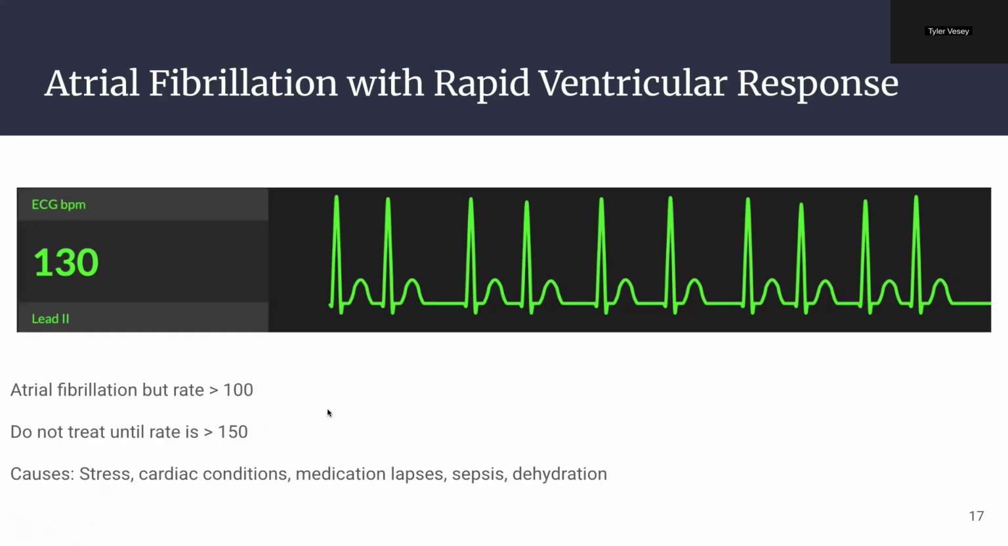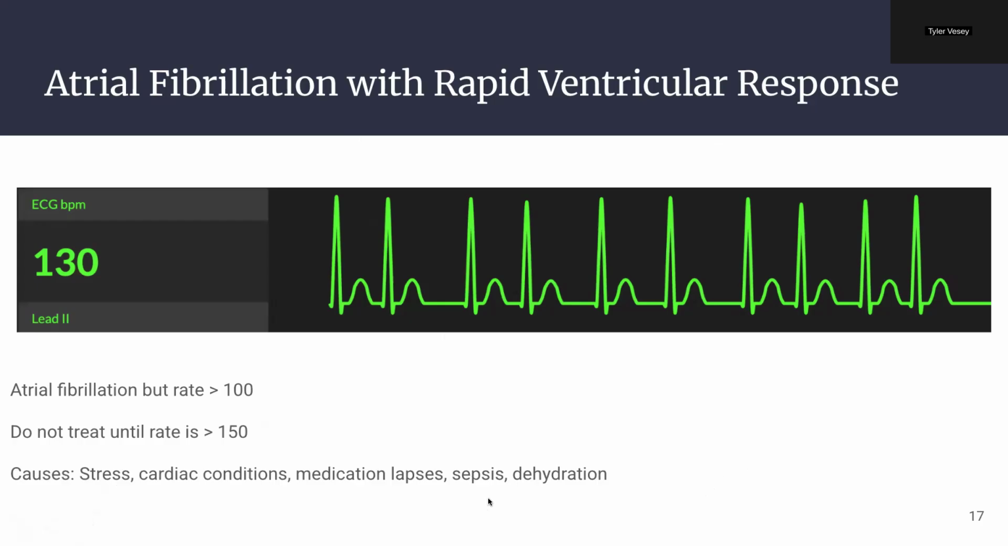Lots of causes: stress, dehydration, sepsis, cardiac conditions. Medication lapses is a big one. Someone who's on a daily beta blocker but then misses it, then has an episode of AFib. That is not uncommon.